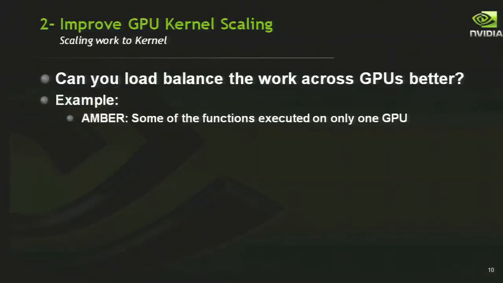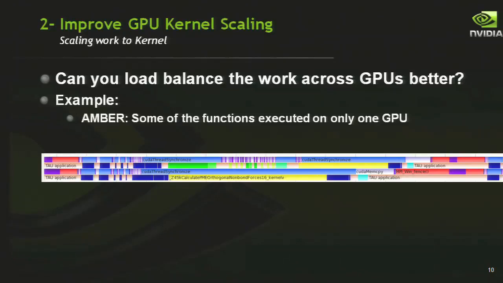And here's a really obvious example. Amber is another molecular dynamics application, and the issue with Amber is, so here's a tau plot. I don't know if any of you have used tau. It's a performance analysis tool, I suppose. So what this is showing is, I've got two cores, and each of them has a GPU on it. And there's functions that scale. So there's like this yellow part that is being run on both GPUs. But then there's these green functions that are only being run on one GPU.